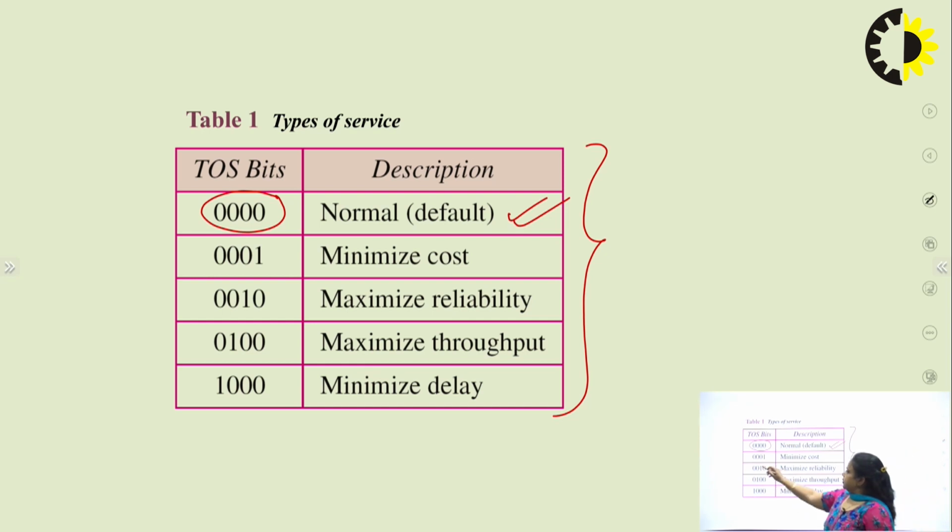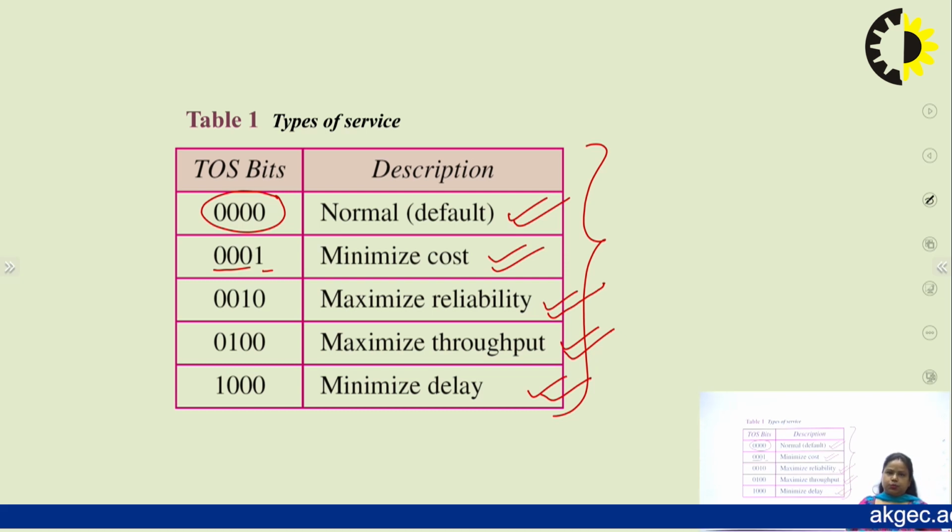Now if we have 3 zeros and a 1, it means we are having a minimum cost on that data, right? And simultaneously maximizing the reliability, maximizing the throughput and minimizing the delay. So you can see only a single position among the 4 bits is 1. If there are all zeros, then we are talking about the normal default value, right? So this is the way we are talking about the service type.